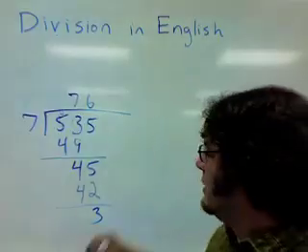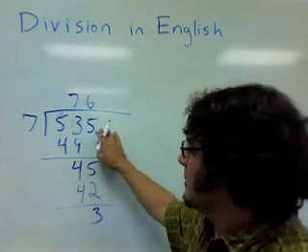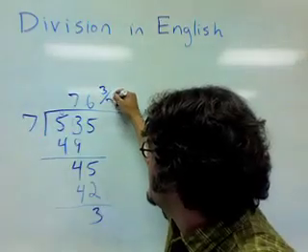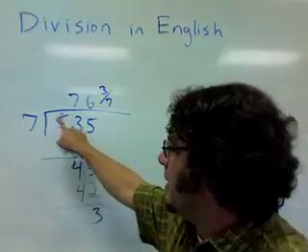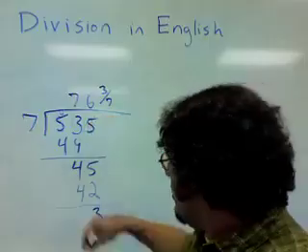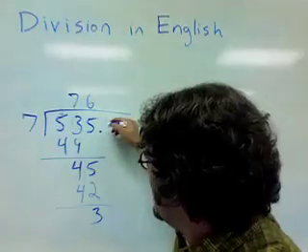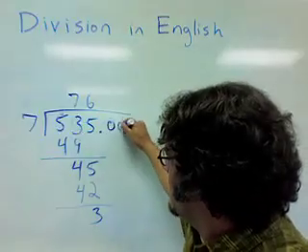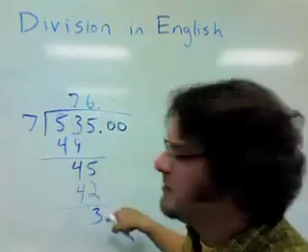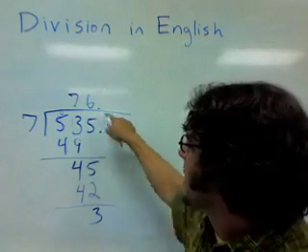Now 7 doesn't go into 3. So you can do a couple different things. You can take the 3 and place it over the 7. 535 divided by 7 is 76 3/7. Or you could add zeros after 535 and continue doing division this way to figure out an answer with the decimal point.